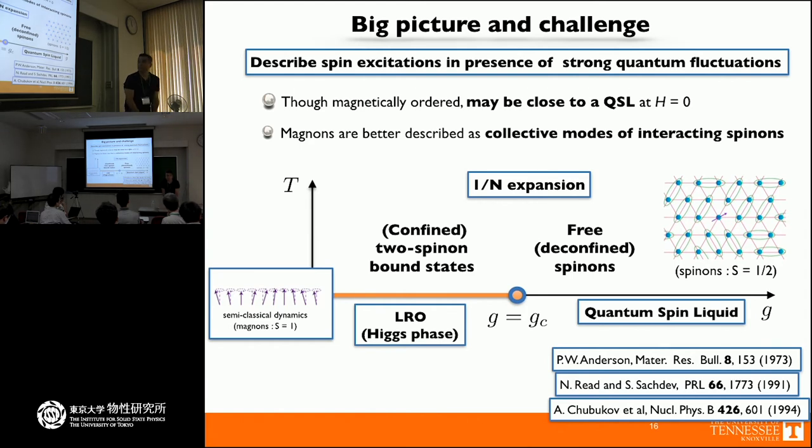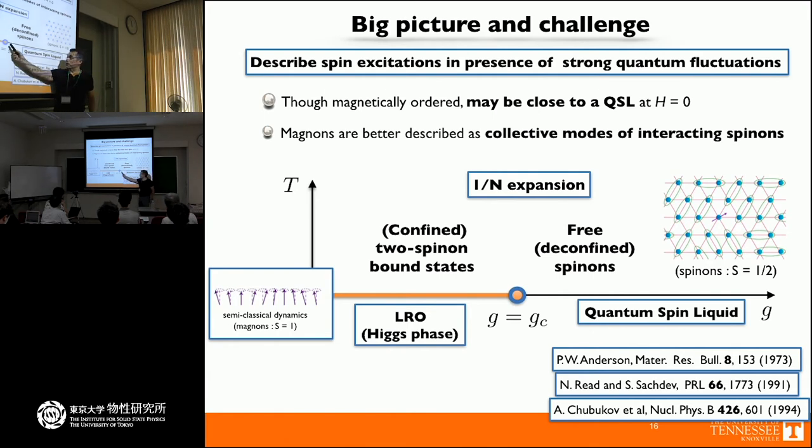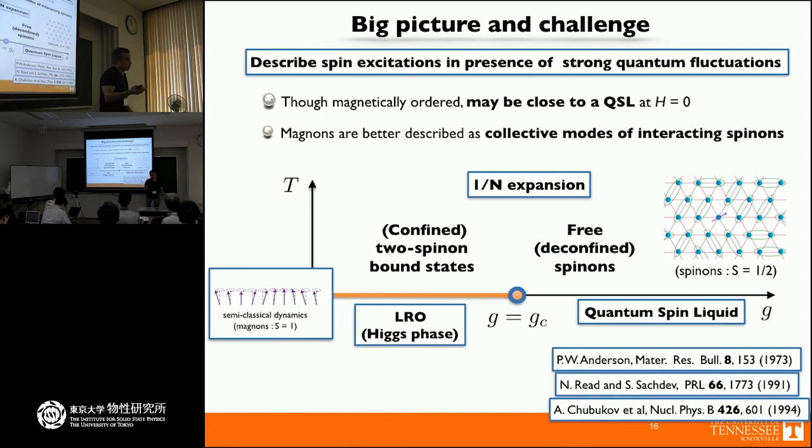No, not in general. If there is a transition into a gapped C2 spin liquid, which is the kind of transition that the Schwinger bosons describe, then what you know is that right at this point, your saddle point action becomes the fixed point.